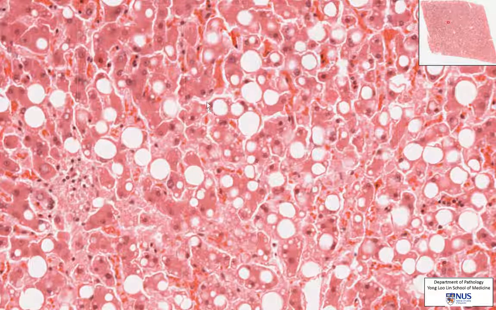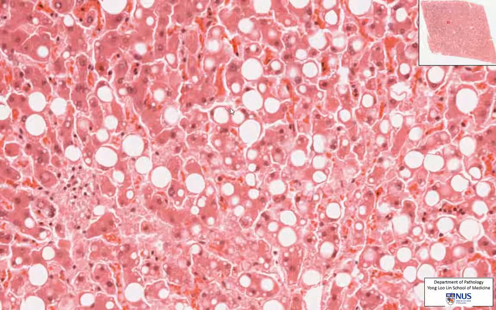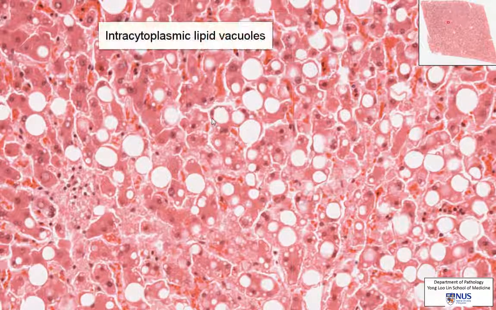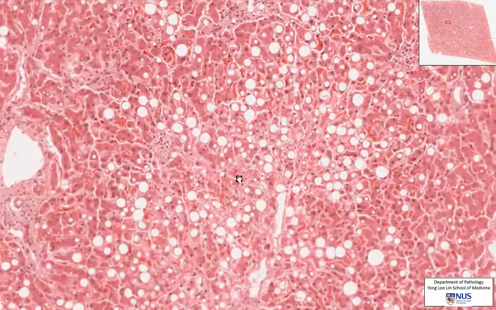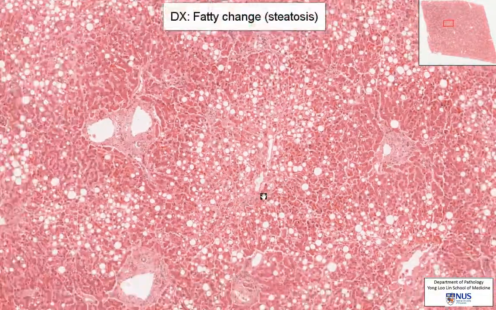For example, you can see here that this specific hepatocyte is expanded by this rounded lipid vacuole. The lipid usually washes out during processing of the slides because we use some fat solvents. So what we see is this remaining empty space, and it pushes the nucleus of the hepatocyte and the rest of the cytoplasm to the periphery. And this is the reason for this pale area.